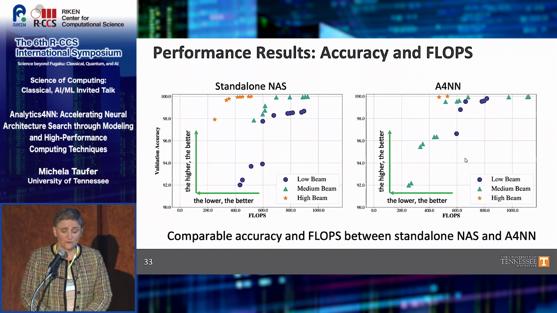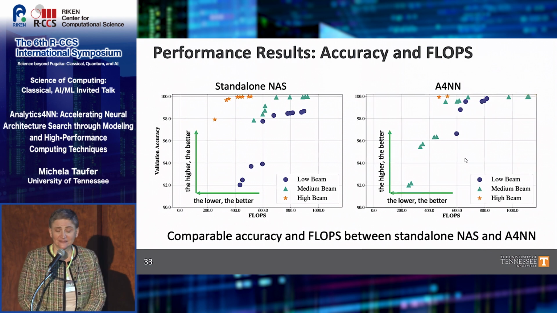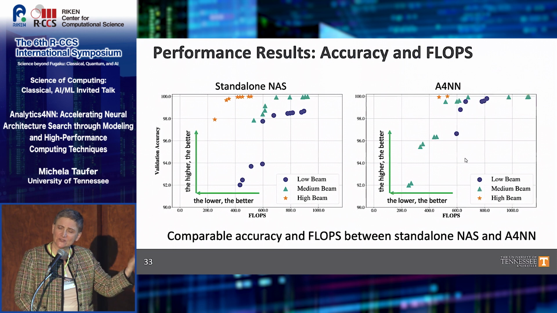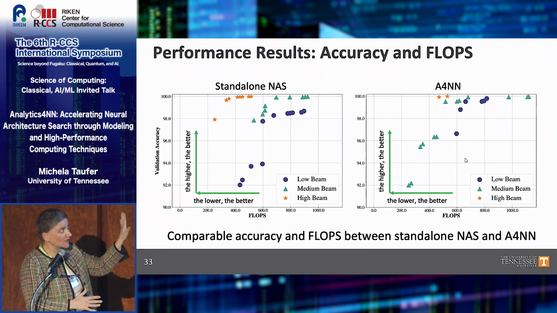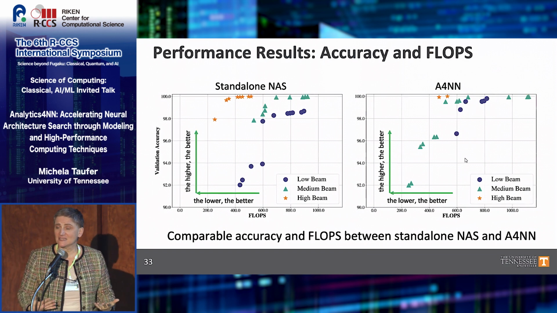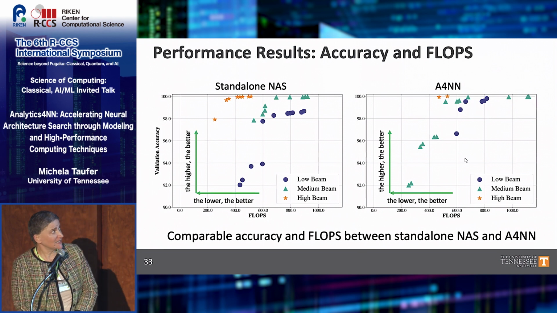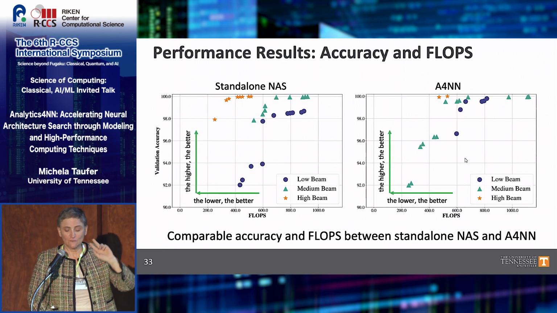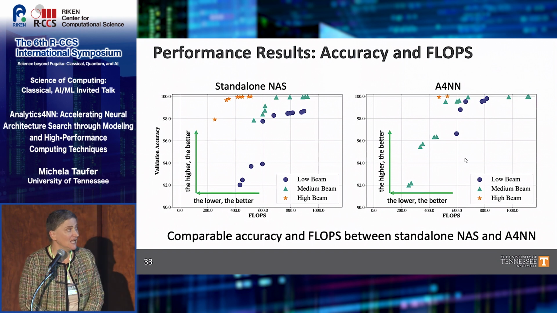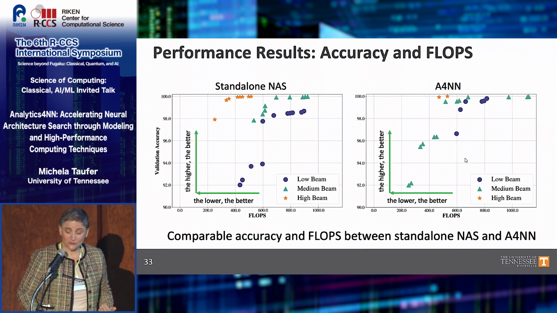So let's look at a couple of results. And first of all, the aspect of accuracy and flops. So we are representing here two different sets of data, one using the NAS without our augmented workflow, and it's on your left. On your right, you have the NAS that has been augmented with Analytics4NN. So how do we read this image? We have three types of symbols with three different colors for the three different beam intensities. What we want is that for the flops, the lower the better, and for the accuracy, of course, the higher the better.